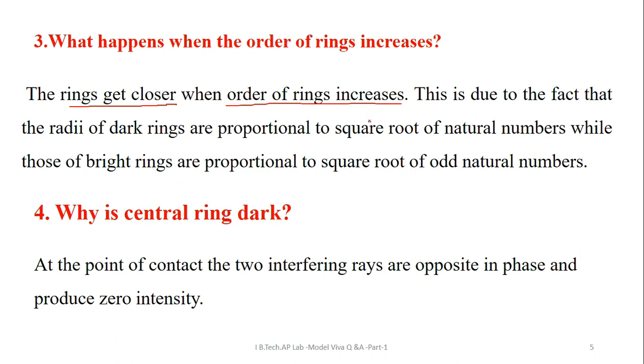Why is the central ring dark? At the point of contact of the plano convex lens, the two interfering rays are opposite in phase and produce zero intensity. One ray will come straight this side and another will go along the same line. So the central ring will be dark.